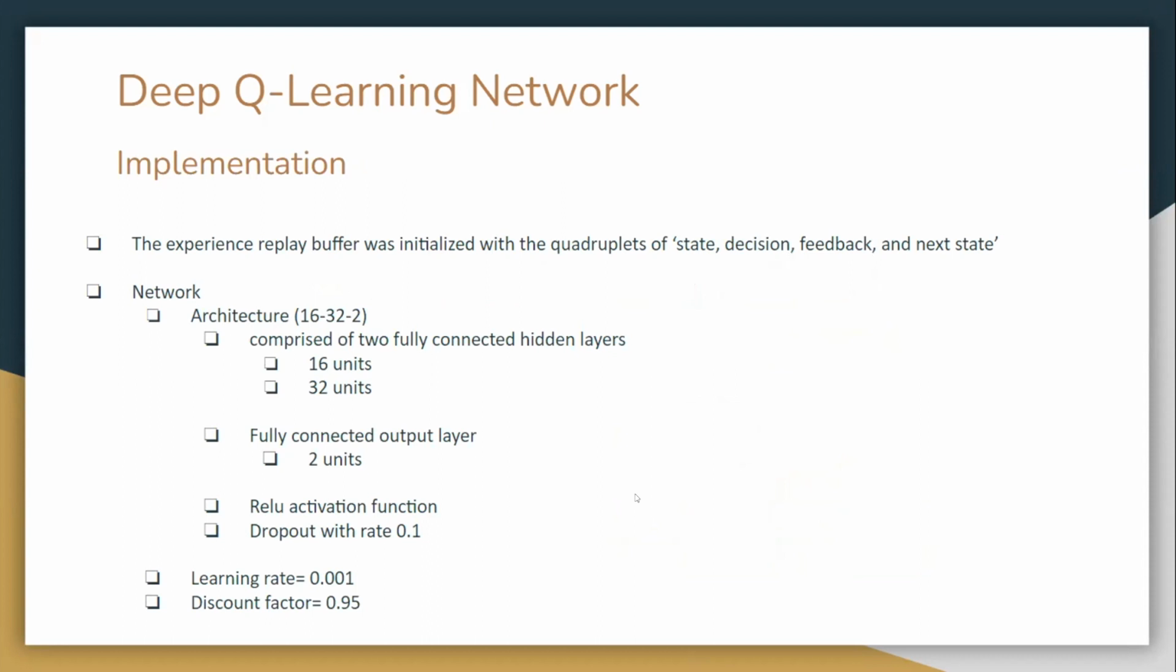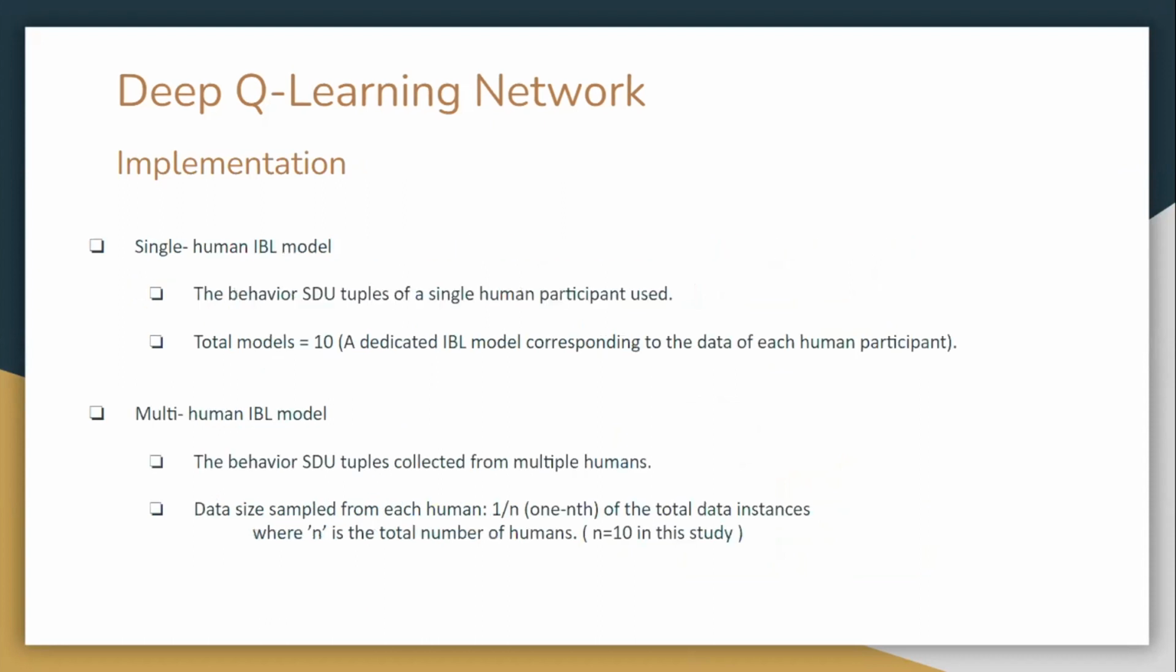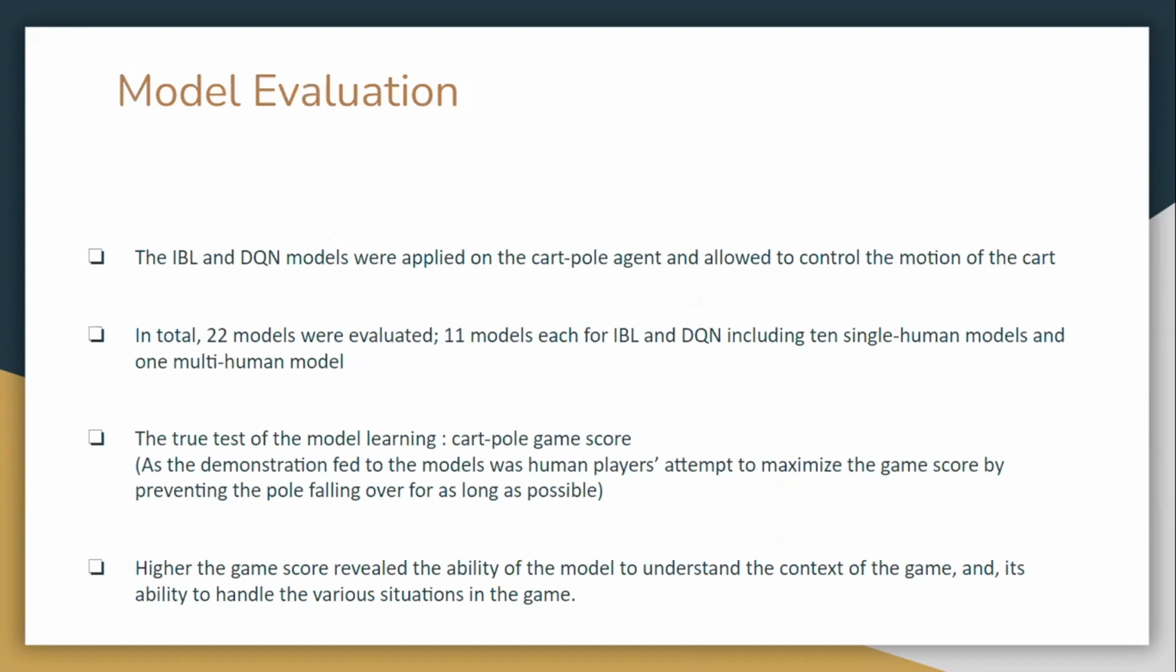So this was the architecture that we used. And again, just like instance-based learning, in deep Q learning also, we prepare two types of models, single human model and multi-human model. For evaluating the model, we made the model play the game of cartpole, just like a human was playing. And then let's see what results we obtained.